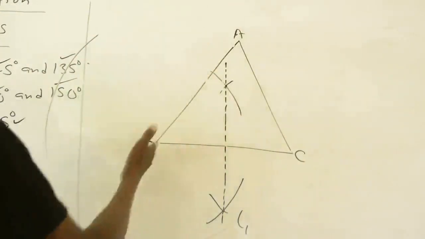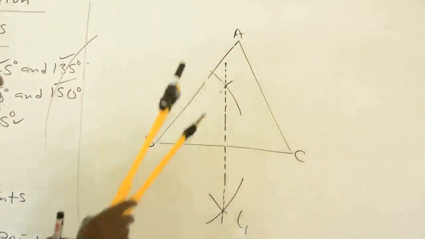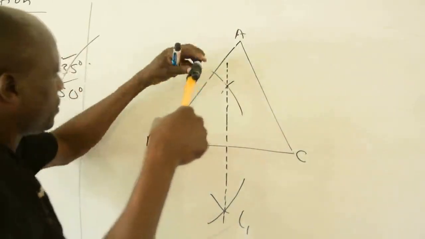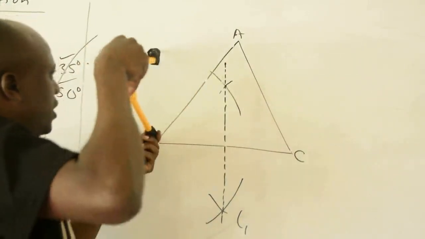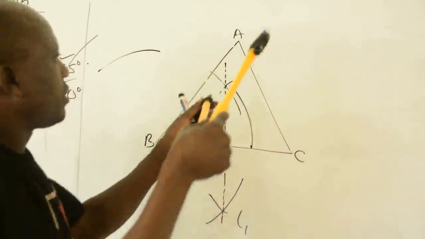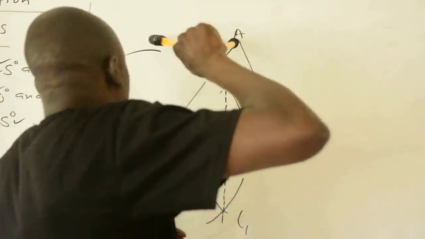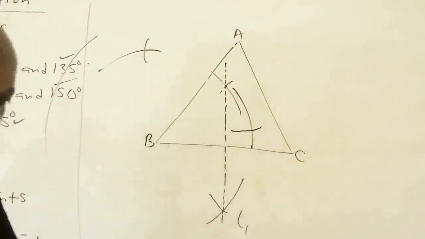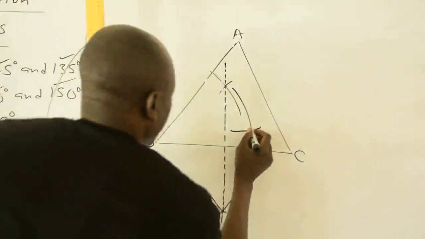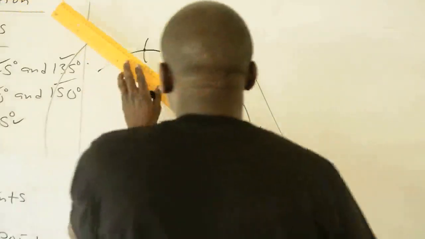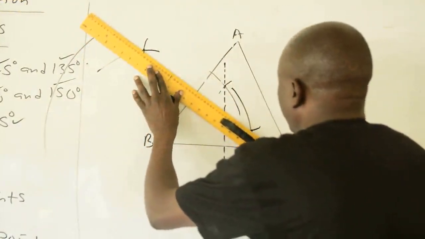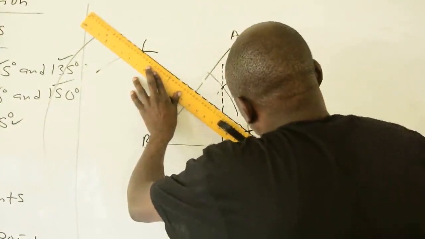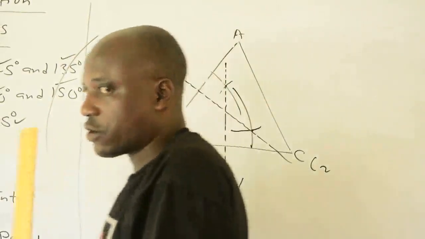Now we can bisect AB, if you like, or AC. So let's bisect AB. Make sure that the radius of your compass is more than half of line AB. Then you cut an arc this way, cut an arc this way. Take it back to A, cut an arc this way. Then you mark the intersection. Then you use your ruler, join, using dotted lines. So this is L2, the second locus.